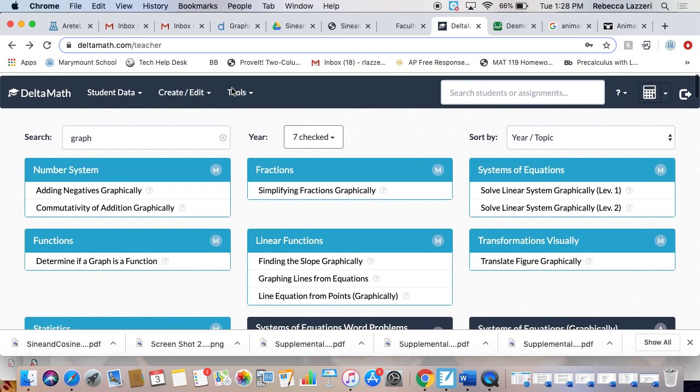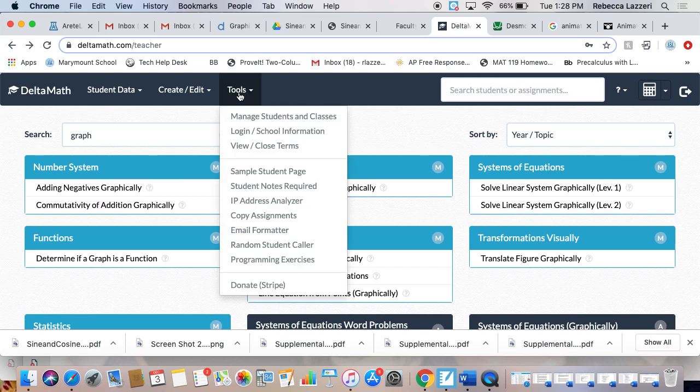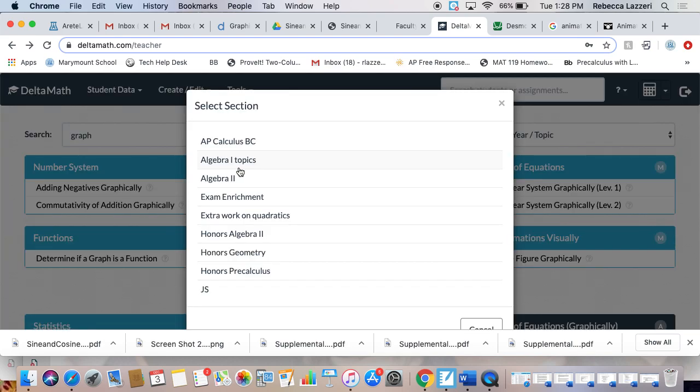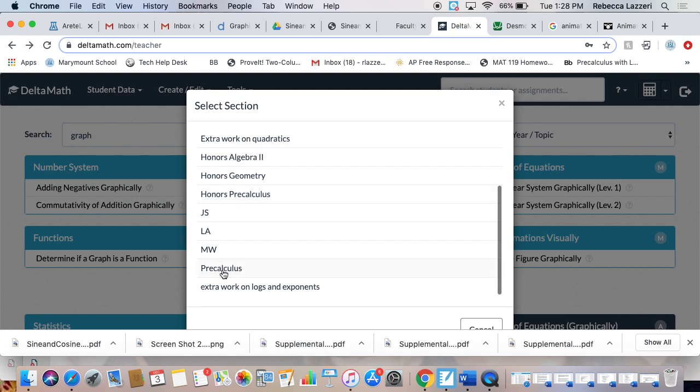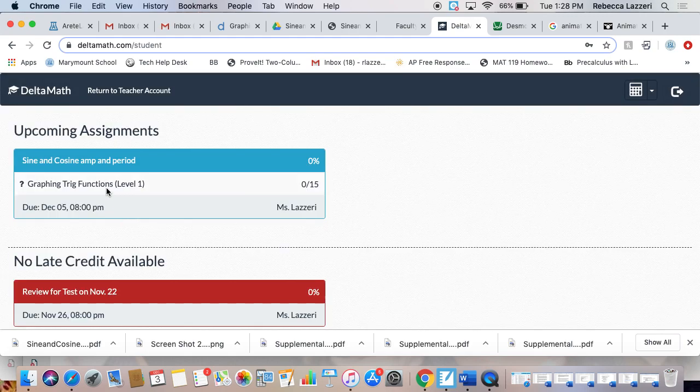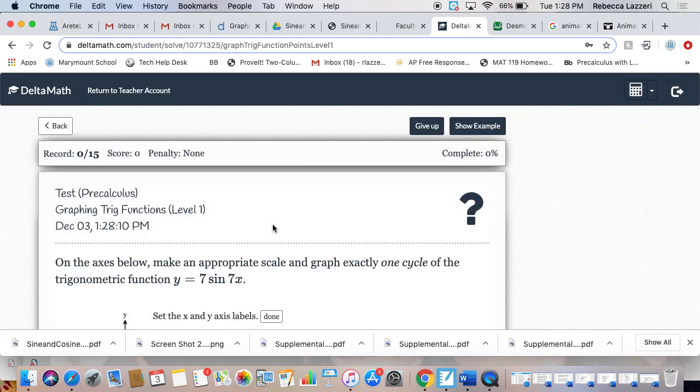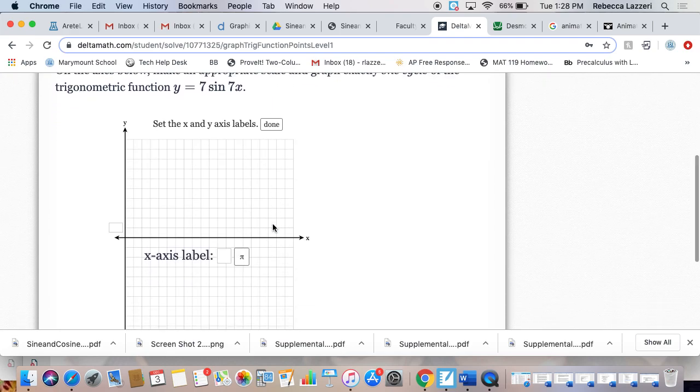So I already have it loaded. So this is what you'll see right here, okay? All right, so this is really fun. 7 sine 7x, but you would have to have me tell you how to do this, so everybody actively watch, okay? X-axis label, I'm just going to count by ones. And the y-axis label, I'm going to use pi.